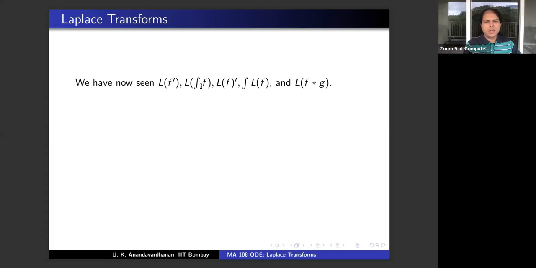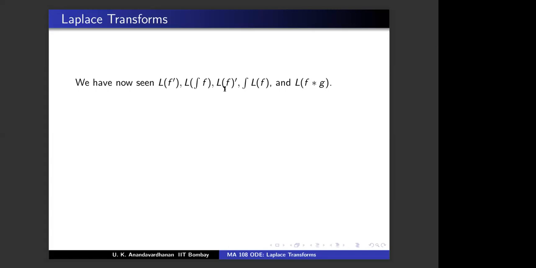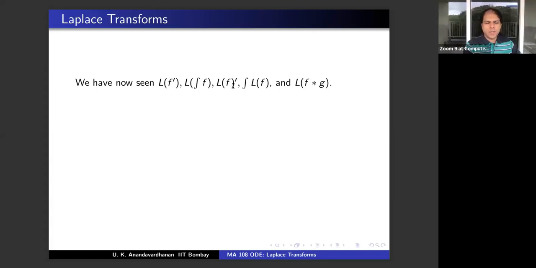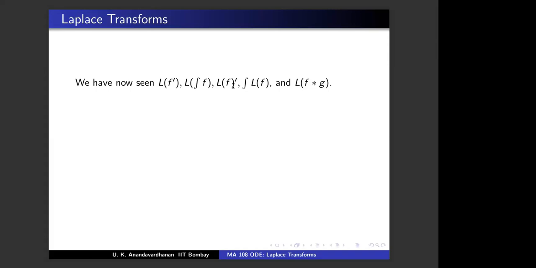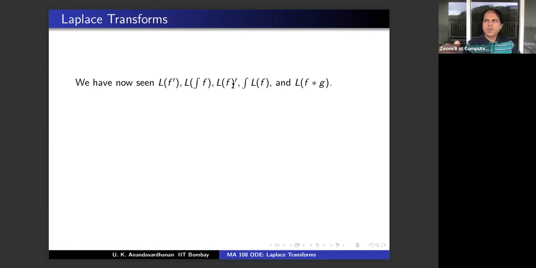And when the integral is with respect to t inside, what is the effect? Divided by s. And now I am taking derivative with respect to s, and the effect is multiplication by minus t inside, L of minus t f. So it is basically multiplication by t, but inside with appropriate sign. And when you integrate outside, what is the effect? It is division by t inside, L of f of t by t, right? And then we had the convolution operator. And what is the beauty of convolution? What is L of f star g?